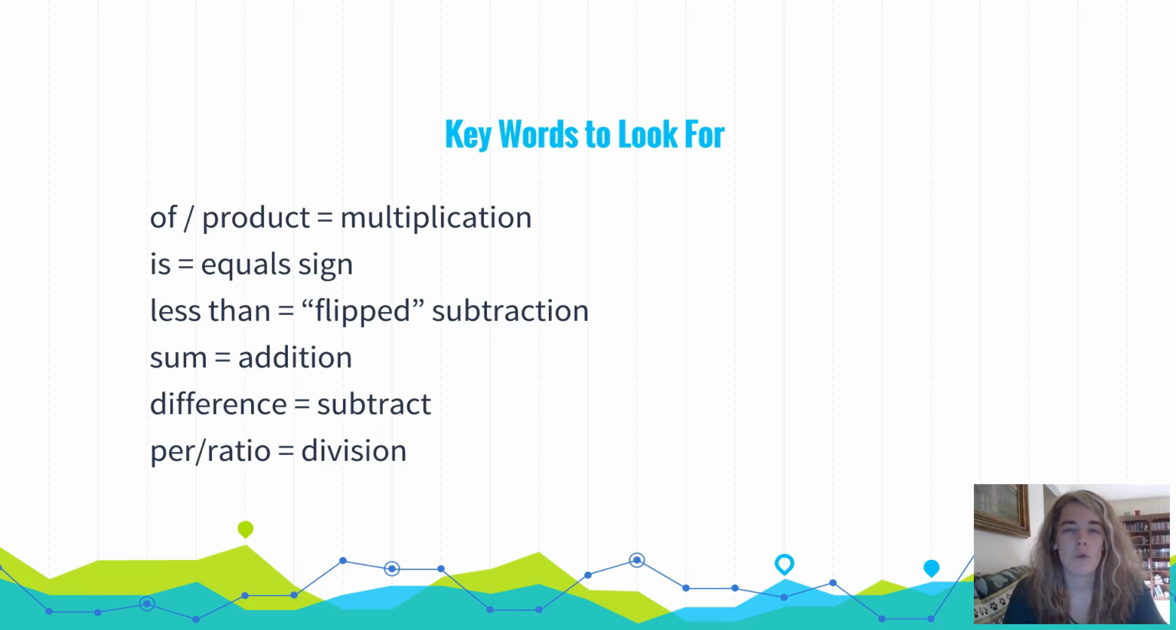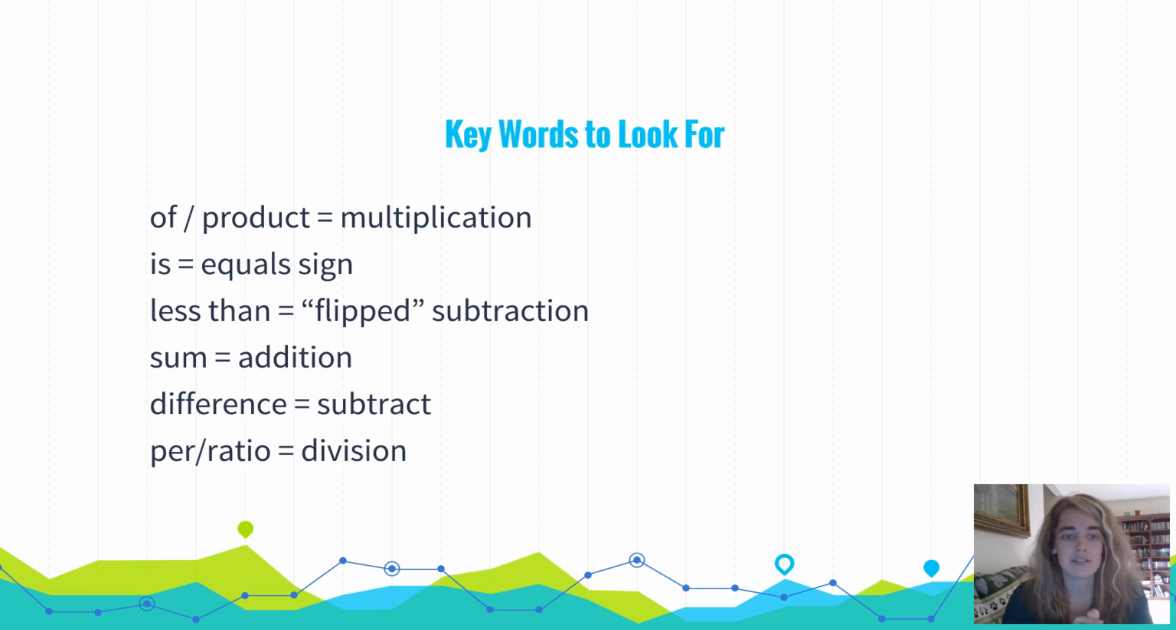Some keywords you're going to want to look for. If you need to pause the video and write these down, do so. So click that pause button, write all of this down, put it in your notes. These are really important words for you to know because they're kind of telling you how to set up the sentence. If you see the word of or the word product, that means you are multiplying.